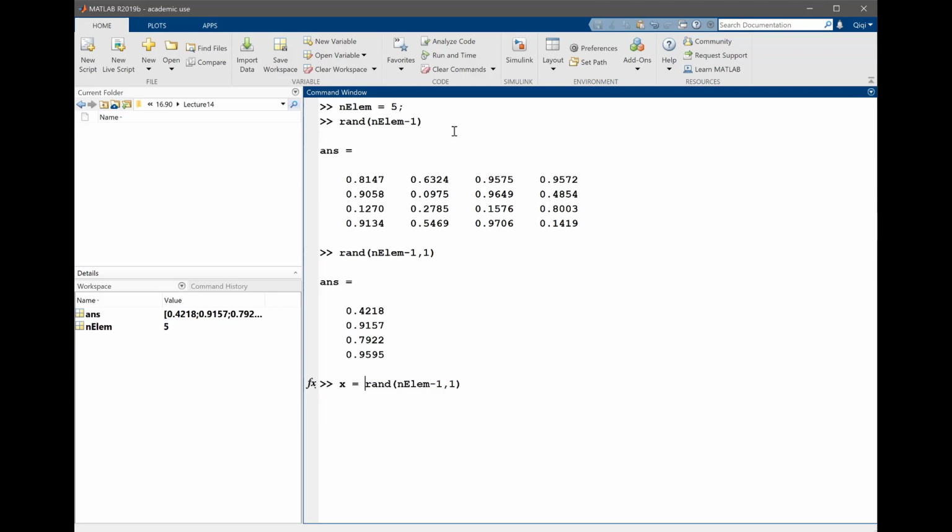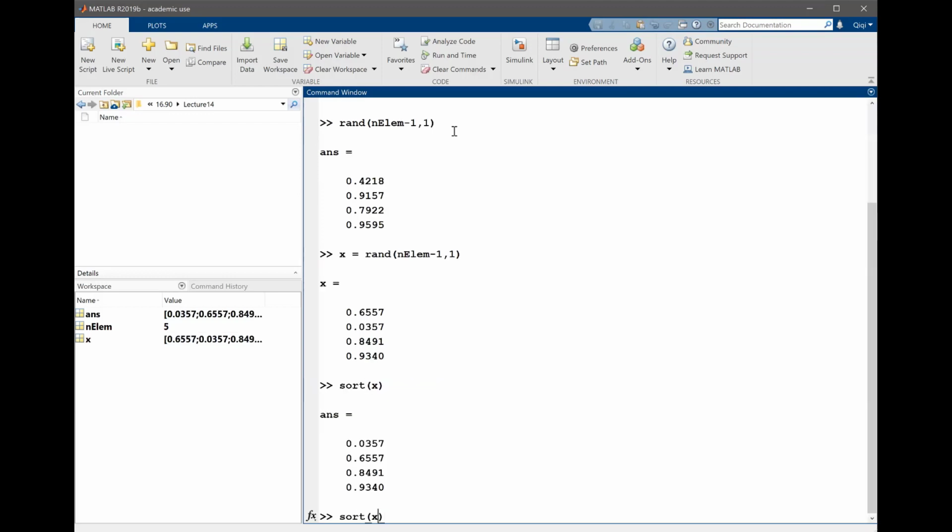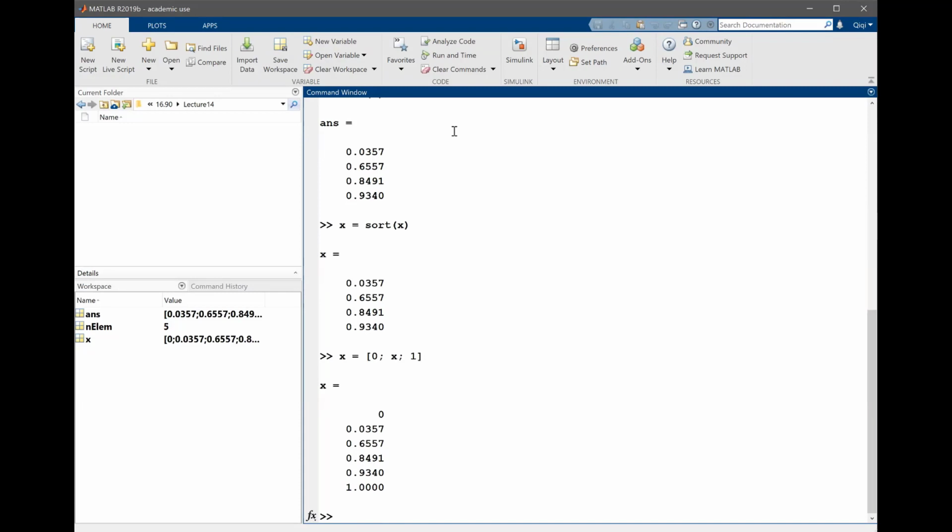That's going to give us 4 random numbers. Okay, and I'm going to sort them. So x equal to sort them, and x equal to 0, x, 1. So that'll be my elements. Their sizes are as random as you can get. All right, let's see how finite element is able to solve the equation with these very random and few elements.